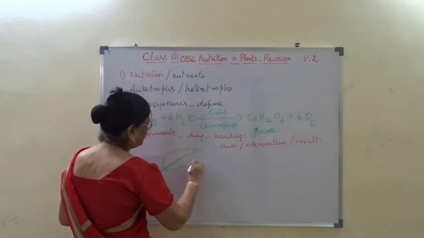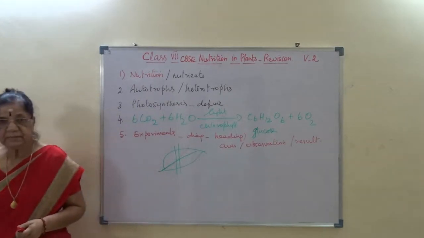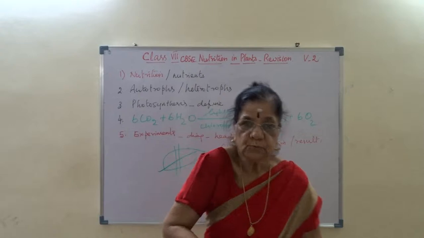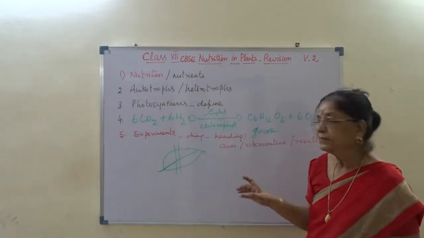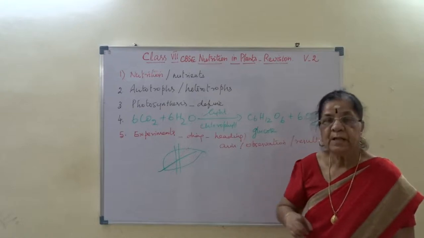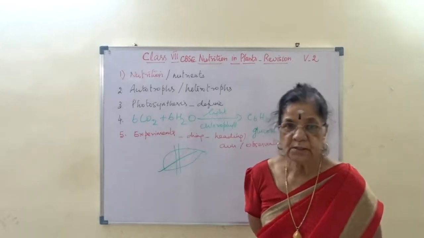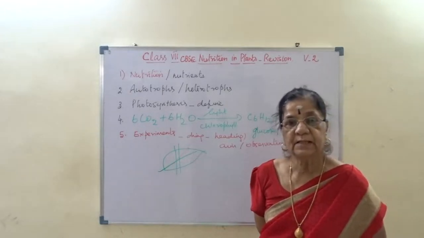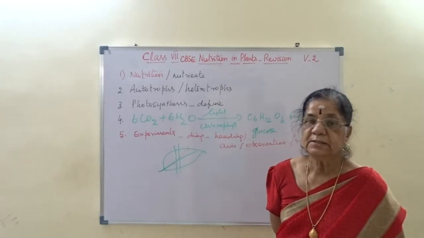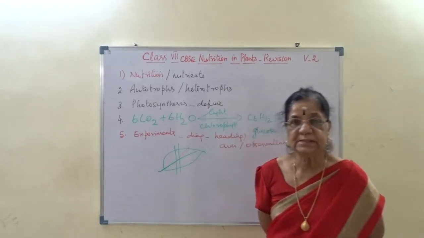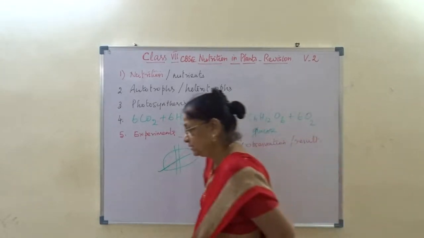A green leaf with a black paper placed on it, in this experiment, what is the aim we will write? Light is essential for photosynthesis. If the heading is given, you have to write the aim. What is the result? The portion covered with the black paper does not turn blue black, while the portion exposed to sunlight turned blue black, showing that light is essential for photosynthesis. You should know it like that.